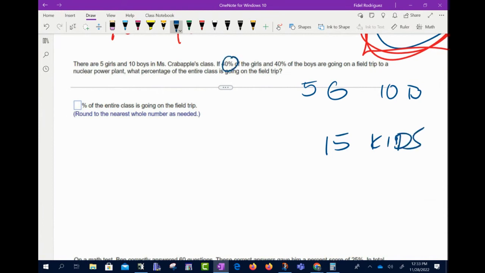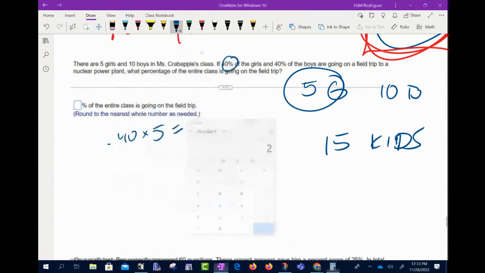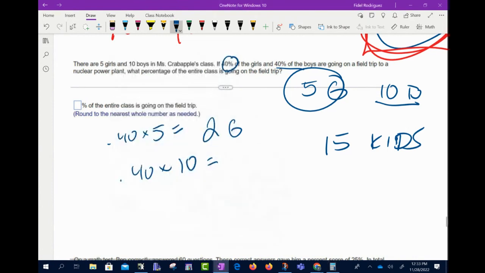And we know that 40% of the girls are going to go. So the first thing I want to do is find 40% of 5. So 0.4 times 5 means 2 girls are going to go. And I'm going to find 40% of the boys, because it says 40% of the boys are going to go. There's 10 boys, so 0.4 times 10 is 4. So 4 boys are going to go. So how many kids are going to go total? 6 kids are going to go, right?